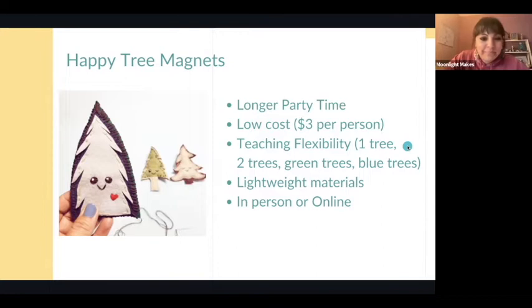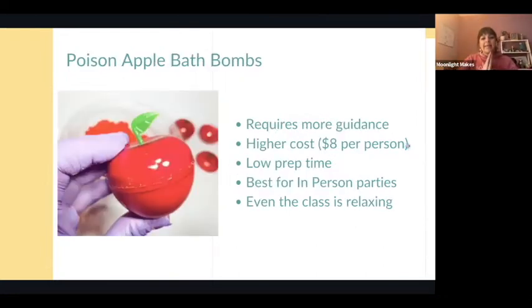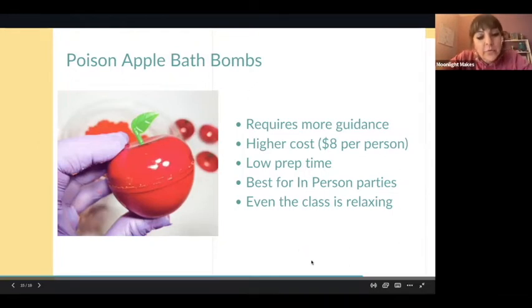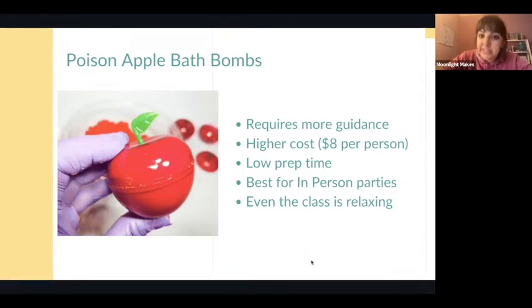Awesome. All righty. And we have poison apple bath bombs. These will require a little bit more guidance as a teacher because it's chemistry. They do need to follow along pretty specifically. It's a little bit higher cost than the two that we just talked about, which are like $3 to $4 a person. The bath bombs are going to be closer to $8. They have very little prep time and they are best for in-person parties because of the weight of the materials.